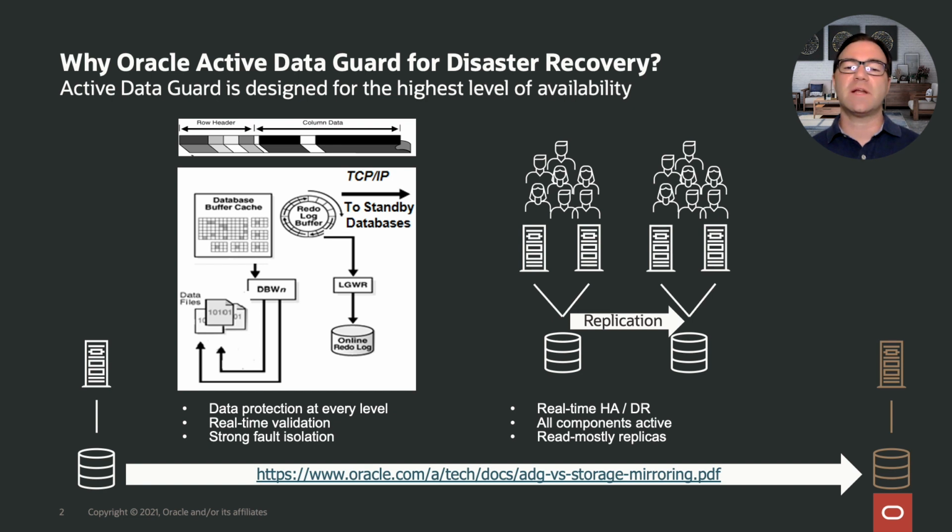However, Data Guard and Active Data Guard provide way more than those solutions ever could, because Data Guard provides protection on every level. It also provides real-time validation at basically any step on the way, and therefore strong fault isolation. In addition to that, Data Guard is a real-time high availability, HA, and disaster recovery, DR solution, in which all components are active. Particularly with Active Data Guard, you can offload read-only or read-mostly operations to the standby, which is therefore often referred to as a read-mostly replica, and we will talk about this in a few more slides.